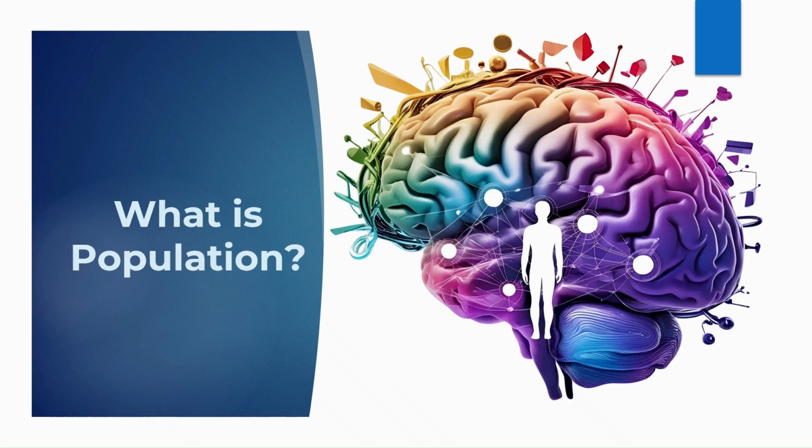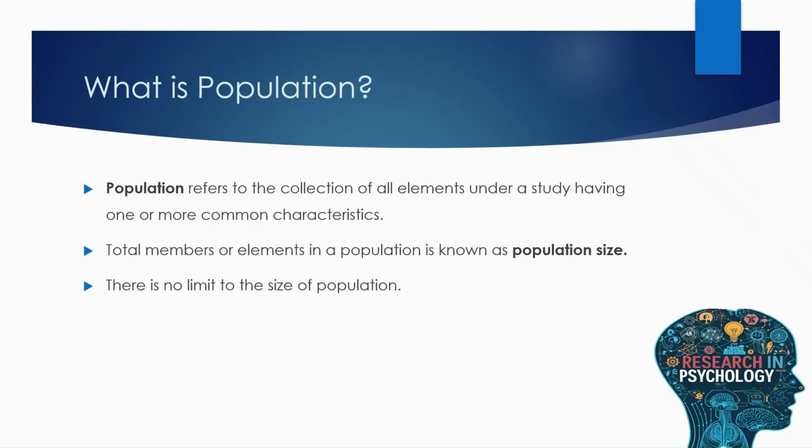Let's start with the first topic, which is what is population. So population refers to the collection of all elements under a study having one or more common characteristics. For example, you are conducting a study on the stress level of students in a school. This is a hypothetical situation. In this situation, all the students who are studying in that school become your population.